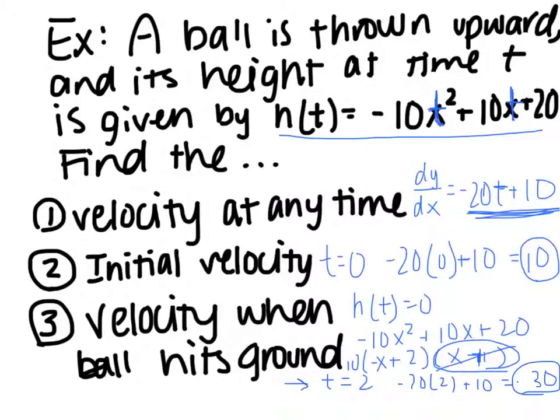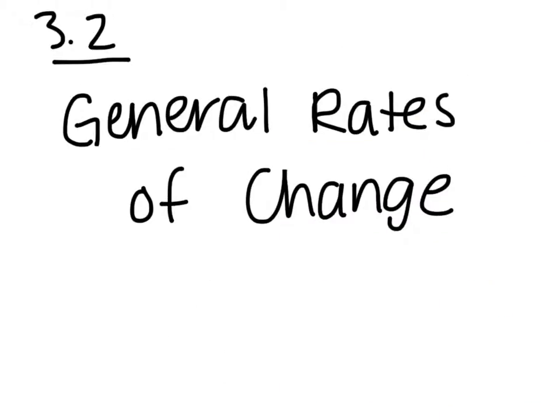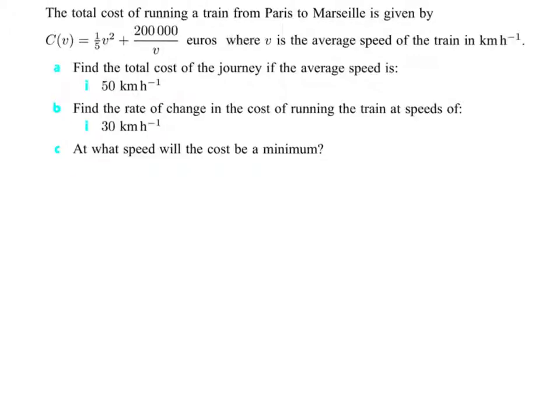And now we're going to move on to 3.2. Okay, so 3.2 is about general rates of change. Basically, this is when your x value is not necessarily time. So, say we have the problem here.